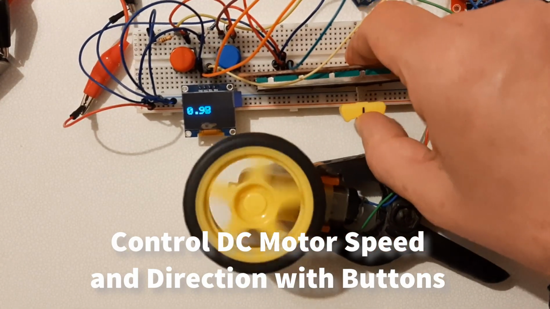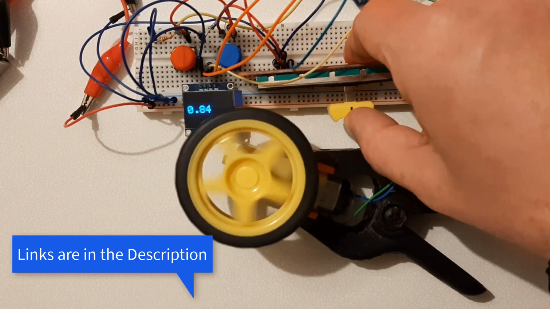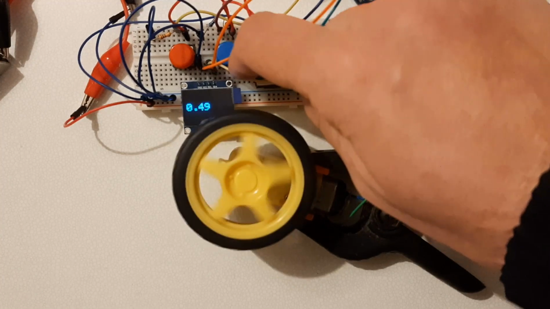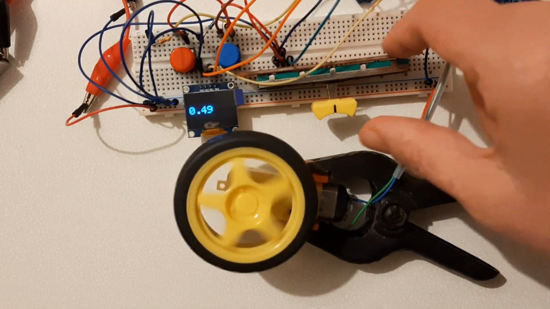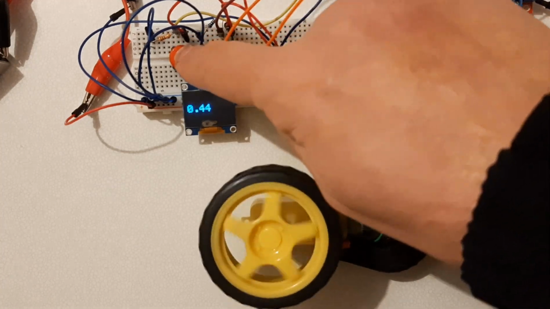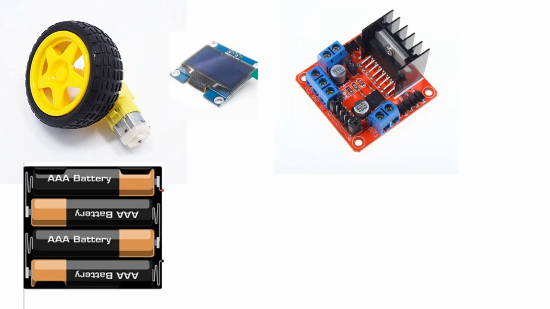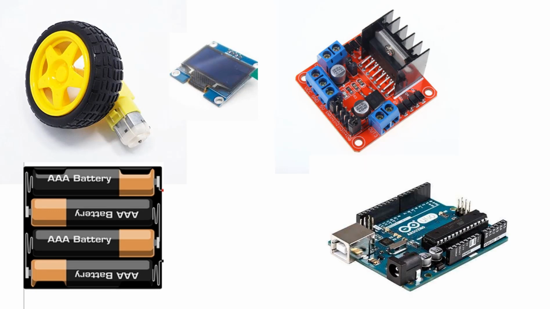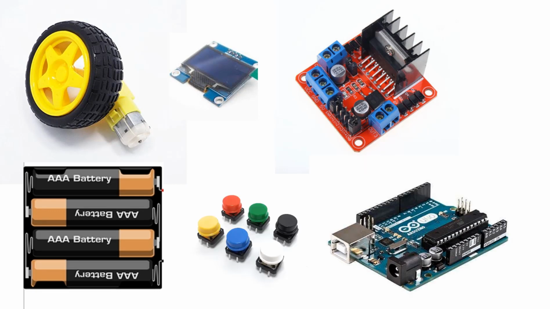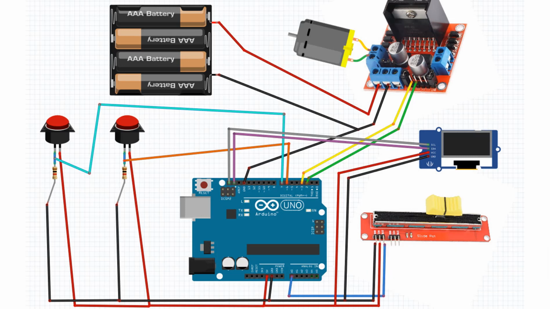In this tutorial, we will learn how to control a DC motor speed and direction with a potentiometer. For this project, you will need a DC motor, dual H-bridge L298N motor driver, a battery for the motor and Arduino. And buttons. OLED display. Wire everything according to this schematic.